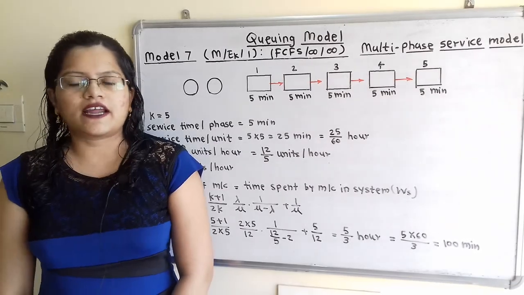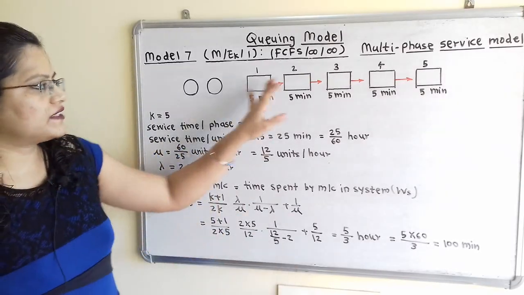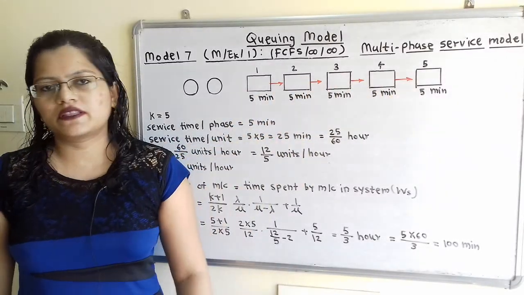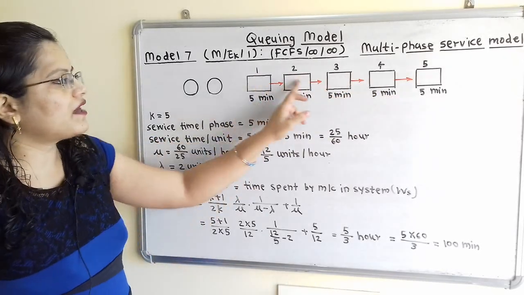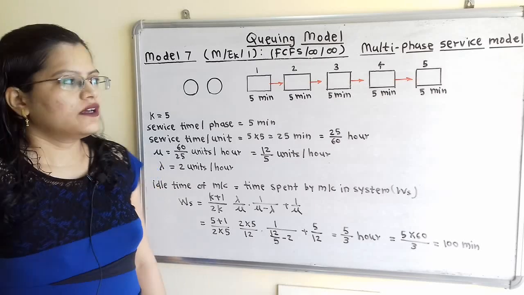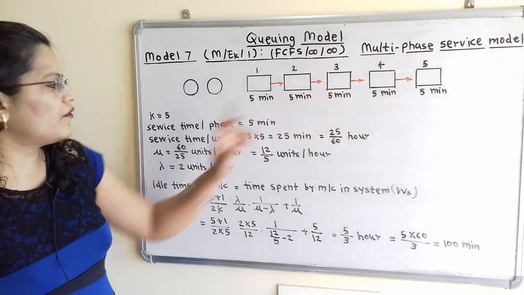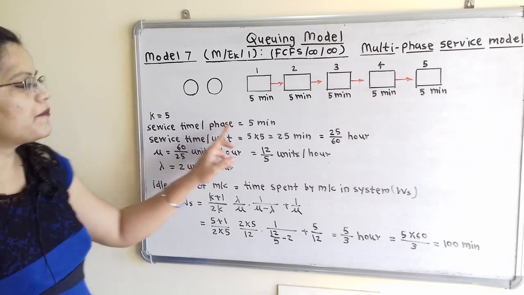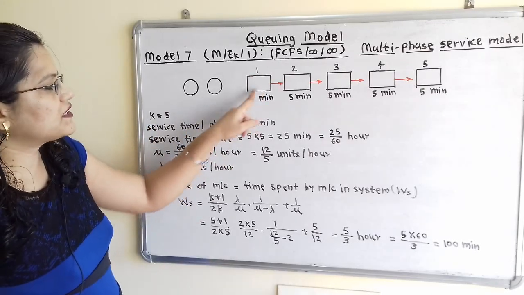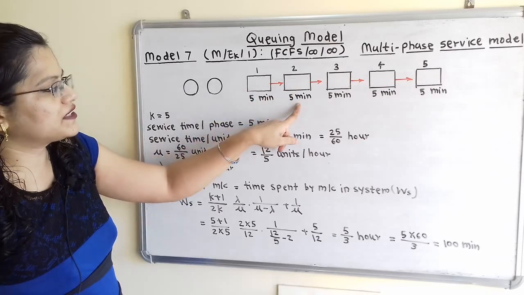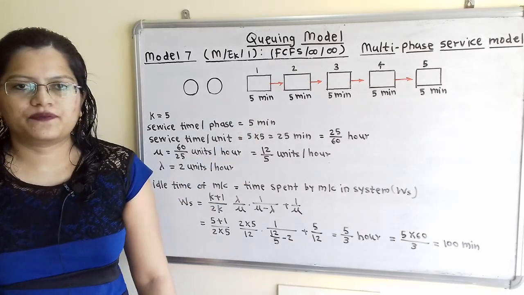Let us understand the given data. There are a total of 5 phases given to repair the machine, which are arranged sequentially, that is, one after the other. So we can say that the number of phases k is equal to 5. Then the service time per phase is also mentioned. The first phase requires 5 minutes, the second phase is also 5 minutes. So per phase it is 5 minutes.